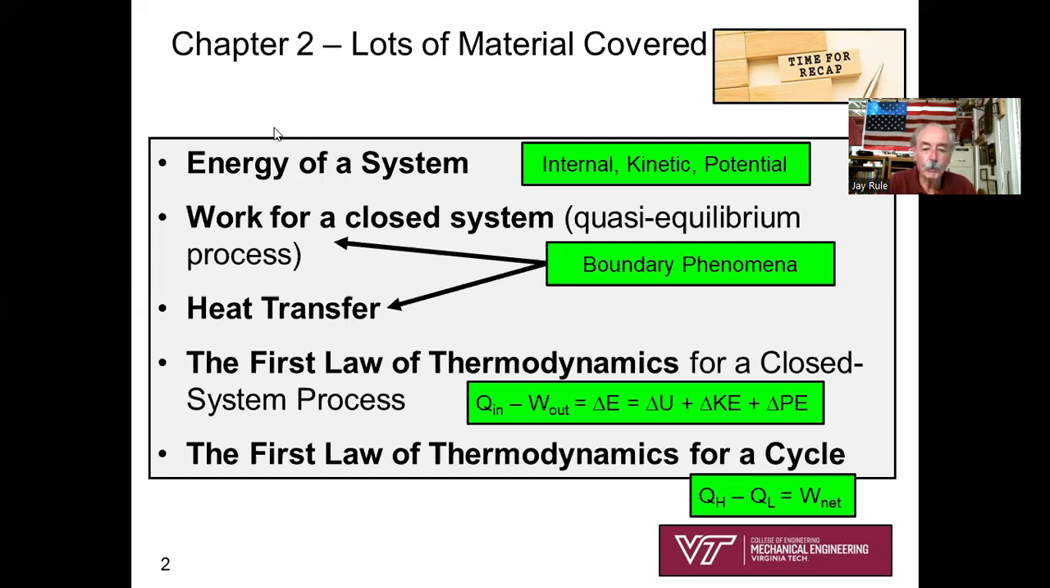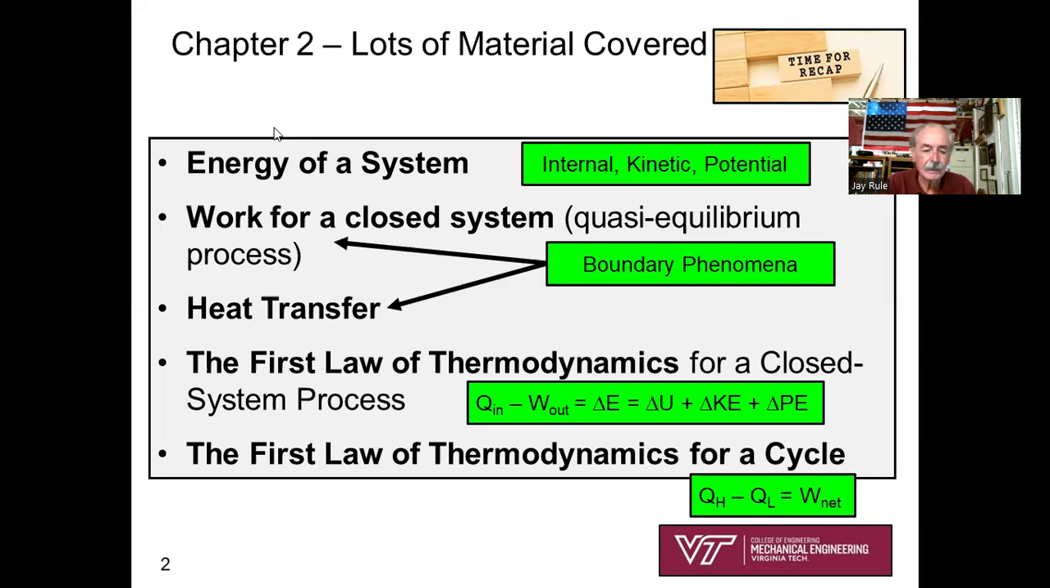We defined work for a closed system undergoing a quasi-equilibrium process. And let's see, what was that? For a closed system quasi-equilibrium process, that would be the integral work out equals the integral of PdV. If you got that up in your head.